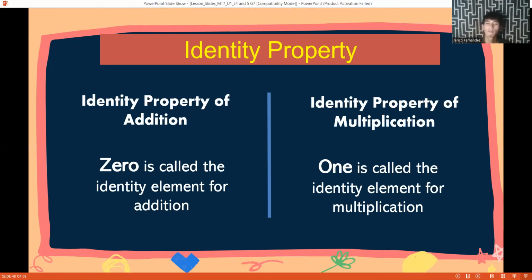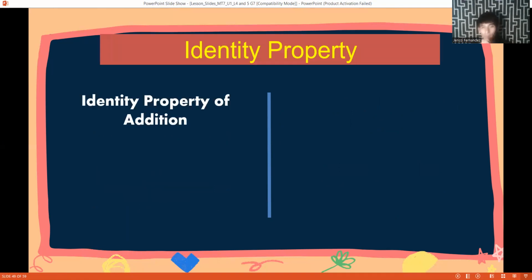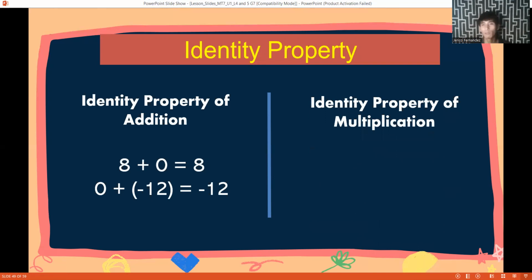Paano kaya nangyari yun? Tingnan natin. So, identity property of addition, our identity element is 0. So, 8 plus 0 is equal to 8. 0 plus negative 12 is equal to negative 12. How could it be? So, identity property meaning, kapag nag-add tayo ng identity element which is 0, still ganun pa rin yung identity niya. Okay? Ano man ang gawin natin, mag-add tayo ng 0 sa kahit anumang number, ang identity nun ay yun pa rin number na yun.